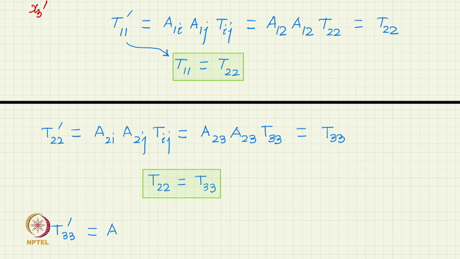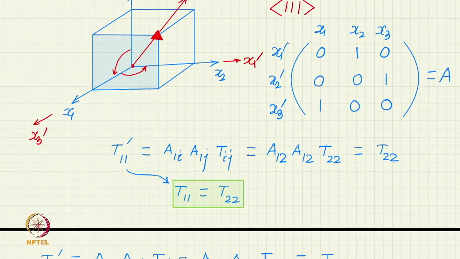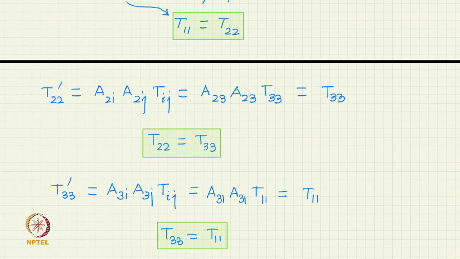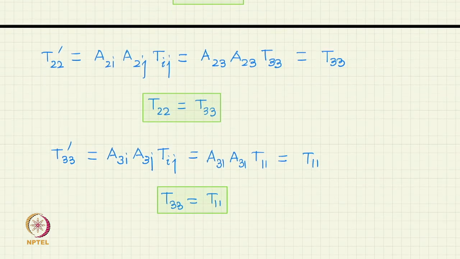T33 prime in the same sense will be A3i, A3j, Tij. In the third row we just have A31. So, we get T33 is equal to T11. This is not a new result. The above two relations have already established that these should be equal: T11 was equal to T22, T22 was equal to T33. So, of course, we expected that T33 is equal to T11 and that is what this tensor transformation is showing.